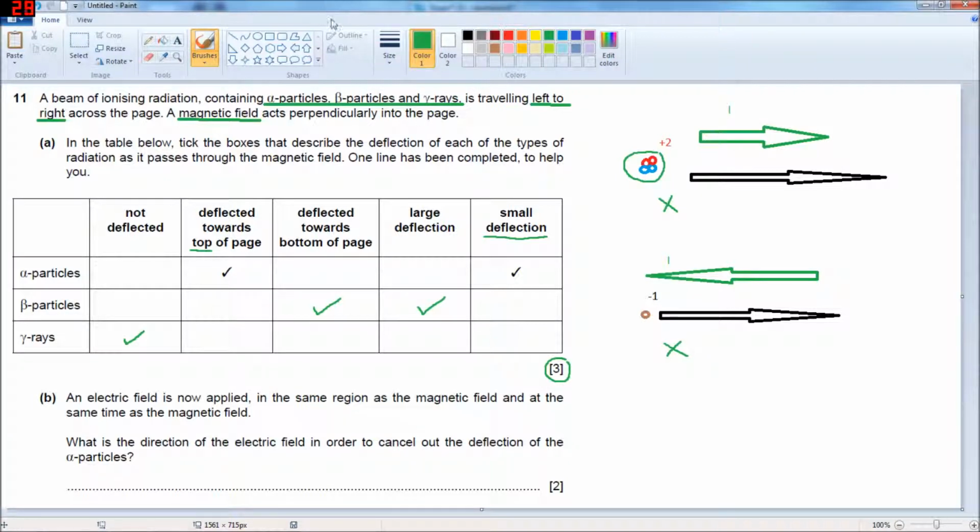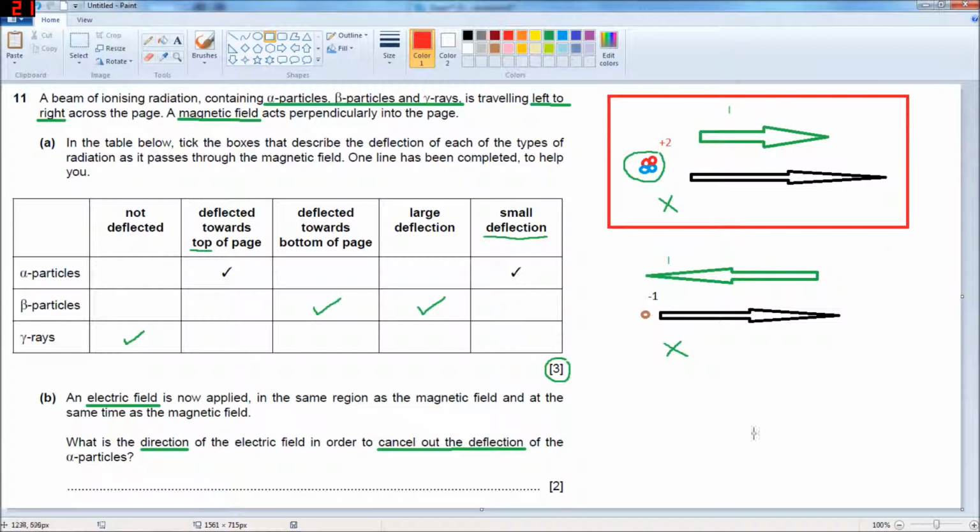Next then, it says an electric field is now applied. It's the same region as the magnetic field, same time. What direction do we need it to be to cancel out the deflection of the alpha particles? So let's look back up at this one here, put a box around it so we know we're looking at it.